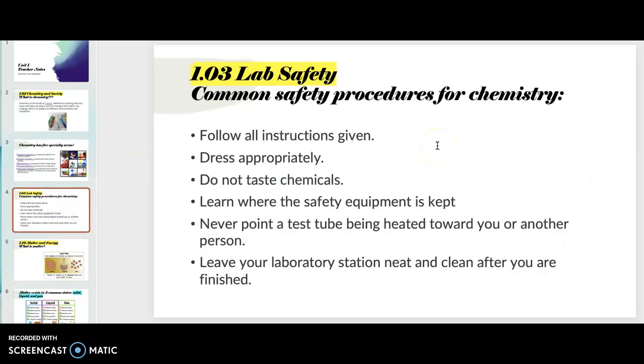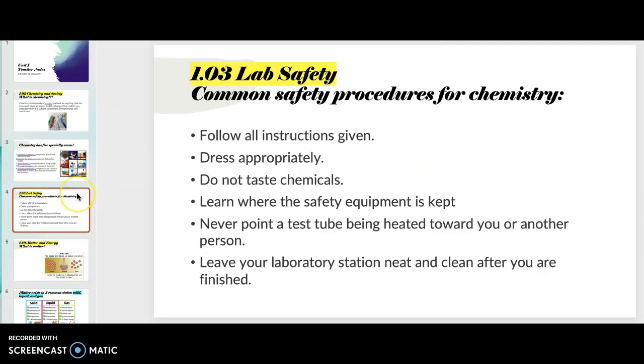The next section you had was 1.03 lab safety, and this is where we did the discussion assignment that was due on Wednesday. Common safety procedures that we look for in the lab or even in the at-home environment is just making sure you're following all instructions, dress appropriately, do not taste chemicals, learn where the safety equipment is kept, never point a test tube being heated toward you or another person, and leave your lab station neat and clean.